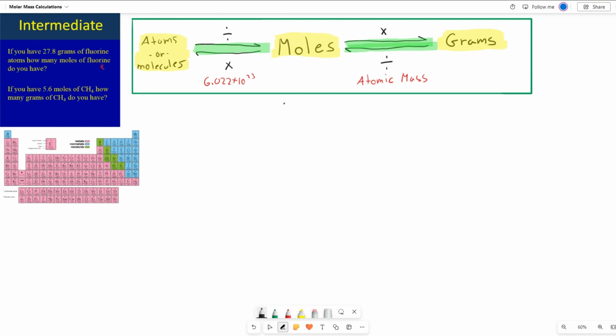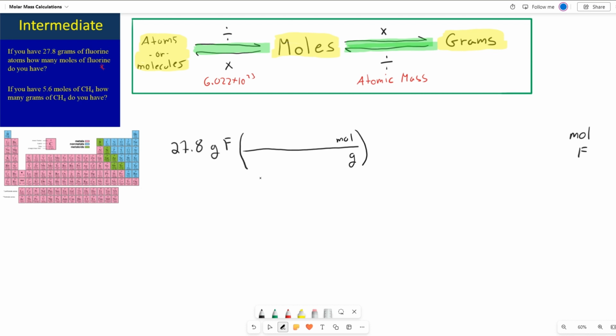So we're going to write on the right-hand side what we're looking for. We're looking for moles of fluorine. And it says we have 27.8 grams of fluorine. And then we're going to convert from grams to moles. Now this chart up here says when you're going from grams to moles, you should be dividing by the atomic mass. Well, let's see if that happens. So we'll set this up using the factor label method. Put grams on the bottom so that it cancels out, and moles on the top.